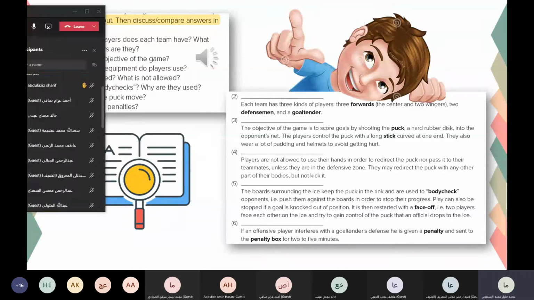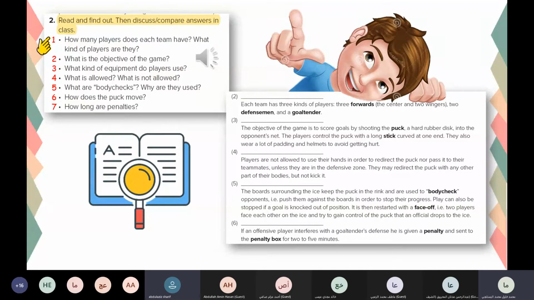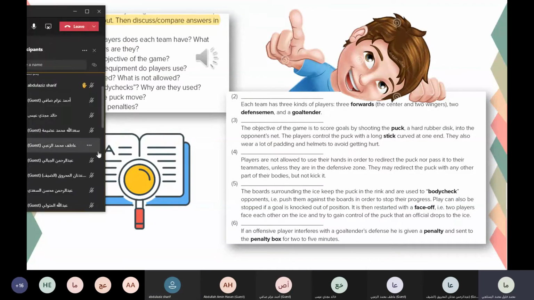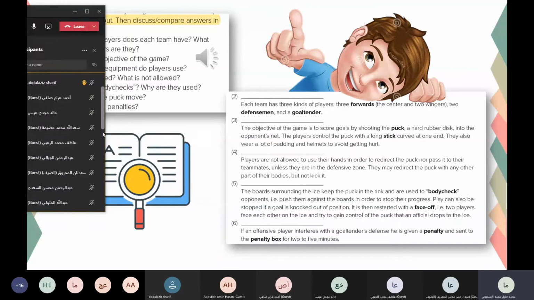Number 5, who can read? Abdulaziz. Okay, teacher. What are body checks? Why are they used? Good. What are body checks? Why are they used? Next, who can read? Abdullah Mutwalli.